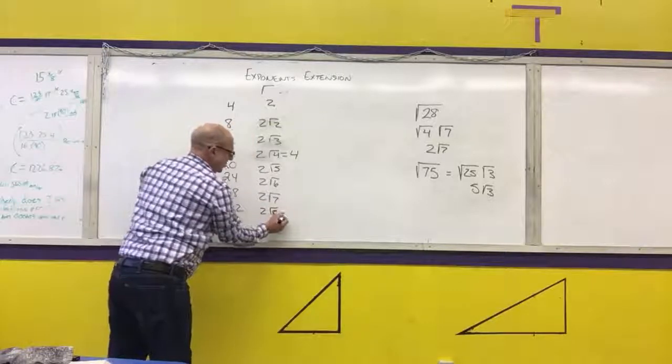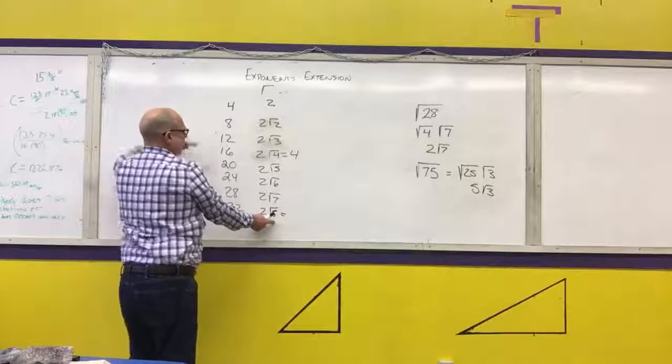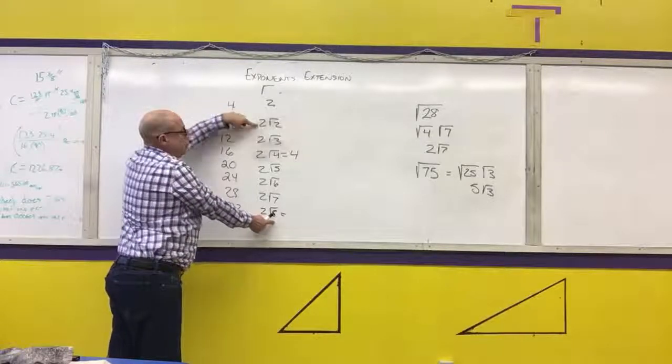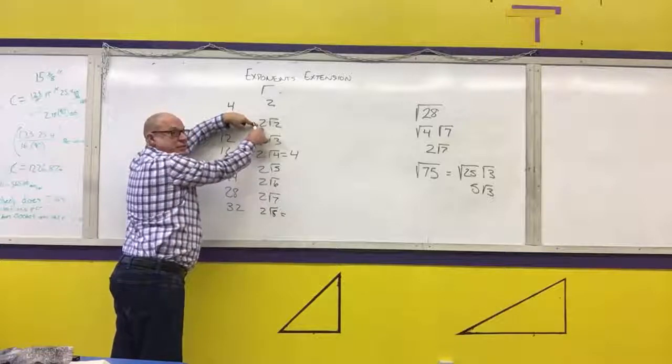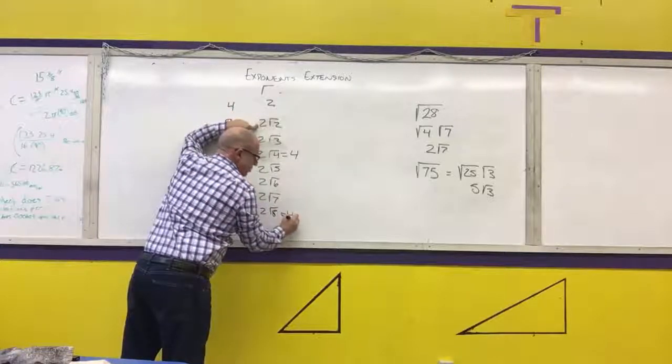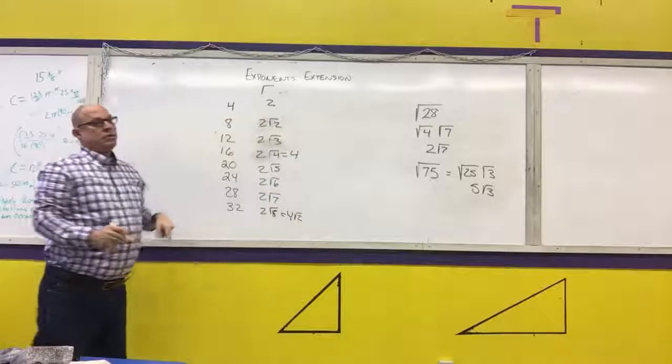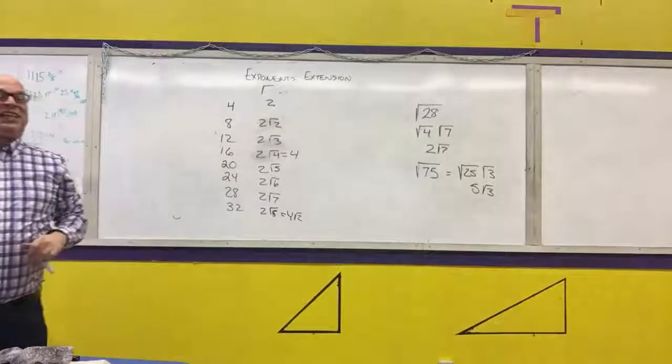Okay, now watch this one. I have the square root of 2 times the square root of 8. What is the square root of 8? 2 times the square root of 2. So what is 2 times this? 4 root 2. See a pattern?